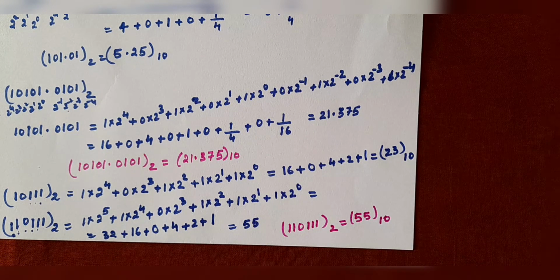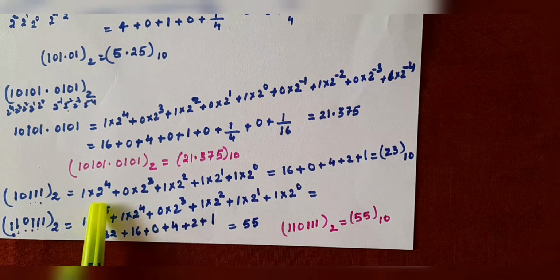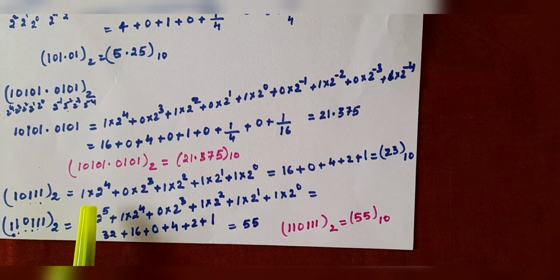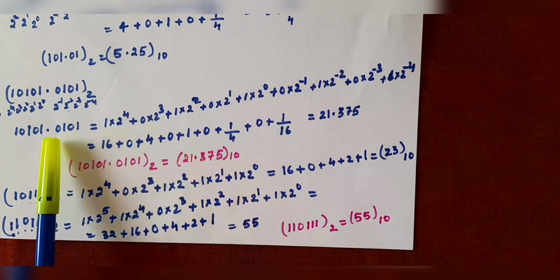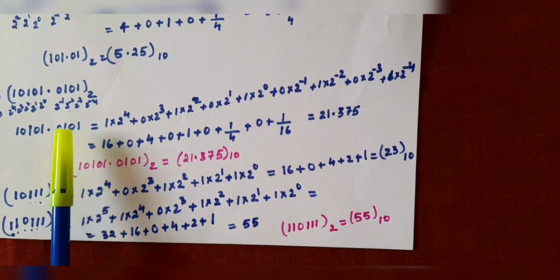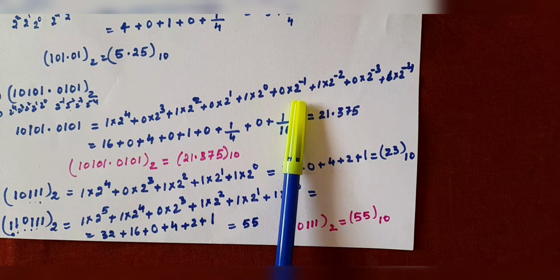Okay. So here we have seen a few examples of how to convert binary to decimal. So if there is no fractional part given, you can multiply directly with positive powers of 2. On the right hand side, that is for the fractional part, you have to multiply with negative powers of 2.